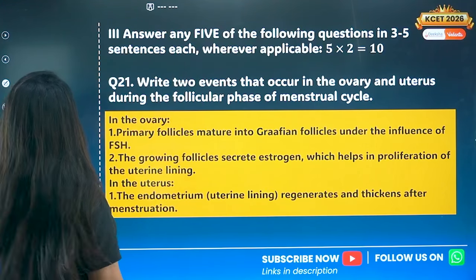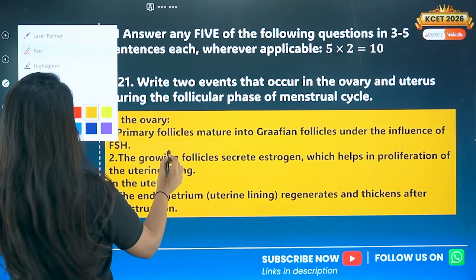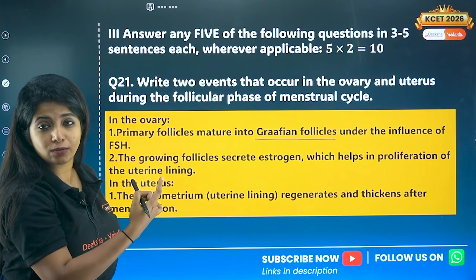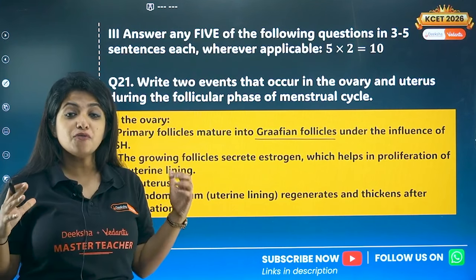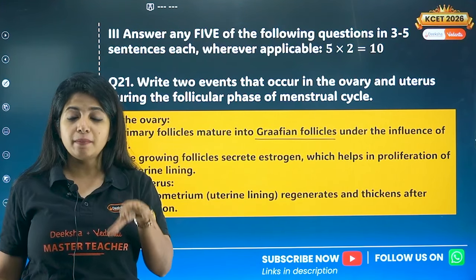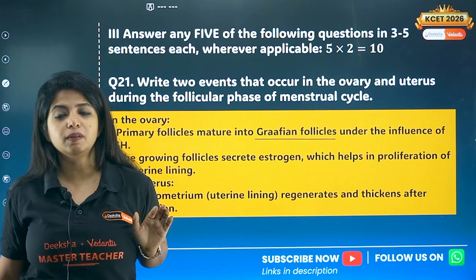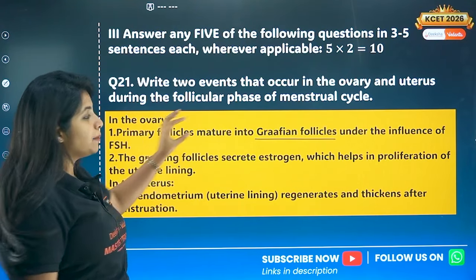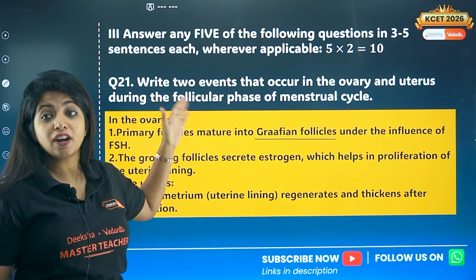So in the ovary, what is happening? The primary follicles, as I told, are maturing into the Graafian follicle, which is the mature form of follicles. It won't form a lot of Graafian follicles, only one. Multiple primary follicles are going to mature, but it will be said, hey, you stop. Only one can become what? Graafian follicle. So this is happening during the follicular phase within the ovary.